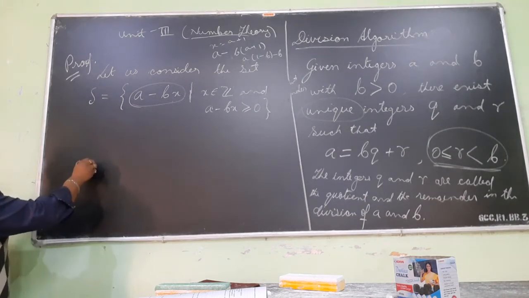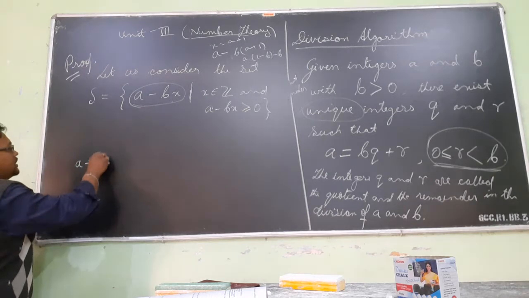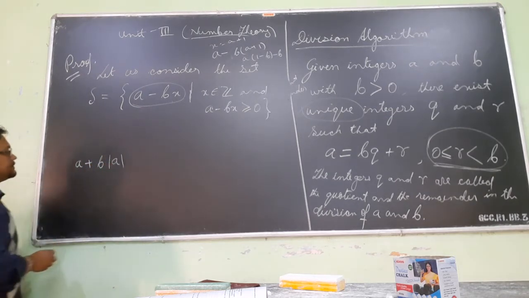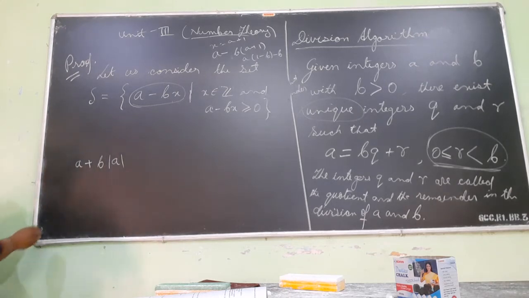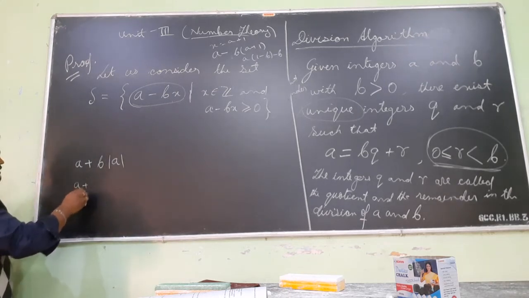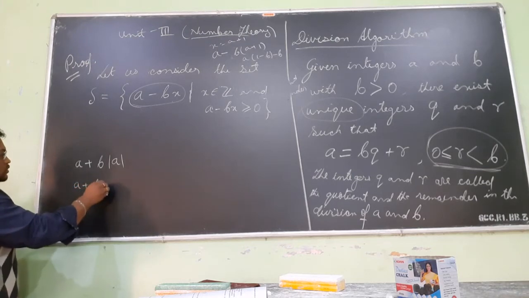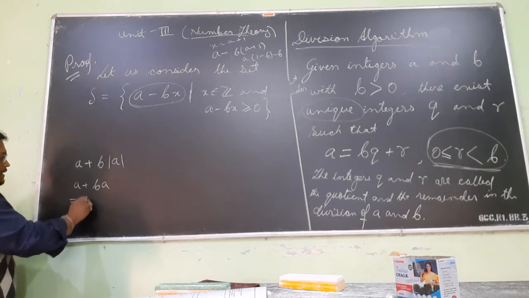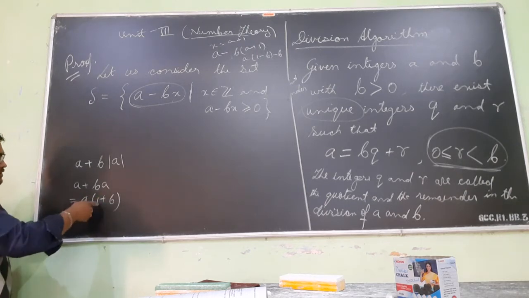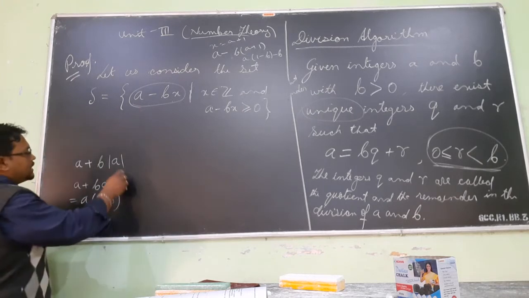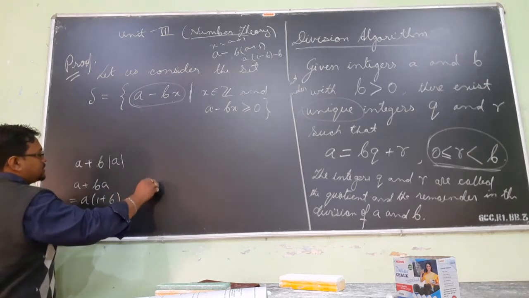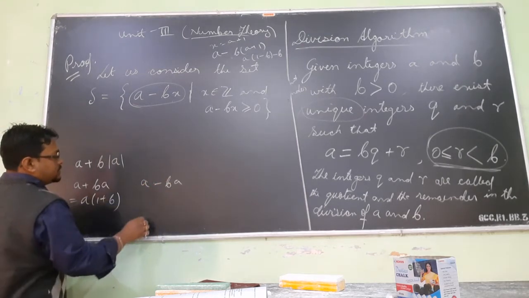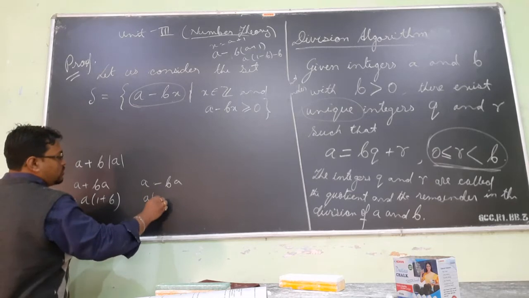See, what is A plus B into modulus of A? If A is positive, it is A plus B into A, so this is actually A into 1 plus B. A is positive, 1 plus B is positive, no problem. If A is negative, then what happens here? A plus B into modulus A becomes A minus B into A, so it is like A into 1 minus B.